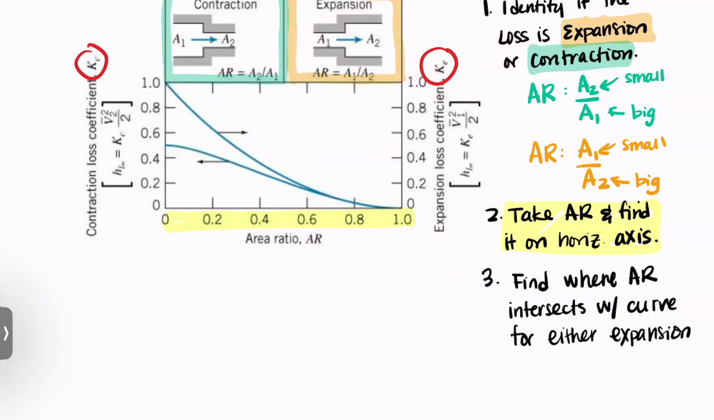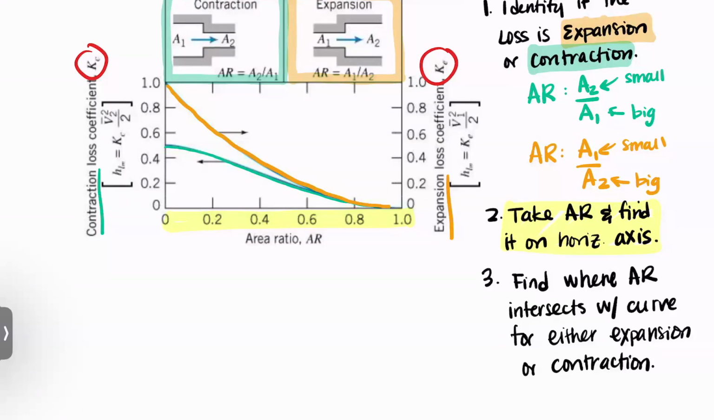So there's two curves on here. One is for expansion and the other one is for contraction. You'll notice that they're both the same color, but they have arrows pointing to the left and the right. Our left-hand axis is the contraction one, so this curve is contraction. And then the expansion curve points to the right-hand side vertical axis. So this one is contraction.